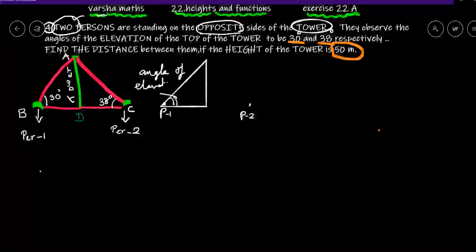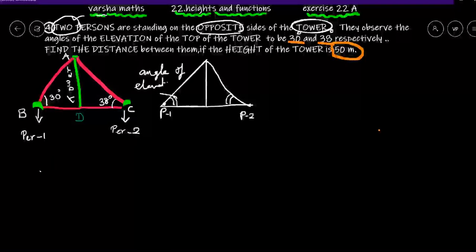Two persons are there, so we have two angles. Here also we have an angle. Both are angles of elevation of the top of the tower, 30 degree and 38 degree. We can give 30 degree and 38 degree in any place, that doesn't matter. Okay students, person 1 is 30 degree, person 2 is 38 degree.